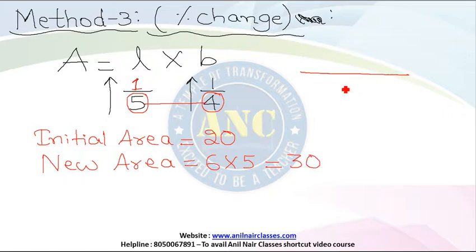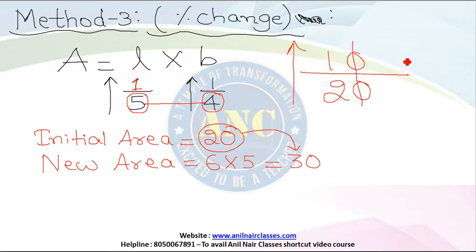That means initially it was 20. Put it in the denominator. 20 is becoming 30. That means there is an increase of 10. 10 by 20 is 1 by 2. 1 by 2 is 50%. I am 100% sure that after some problems you will appreciate method 3 and you will solve by using method 3 within seconds, probably 5 seconds, sir. I hope the idea is very clear with this logic for you people.